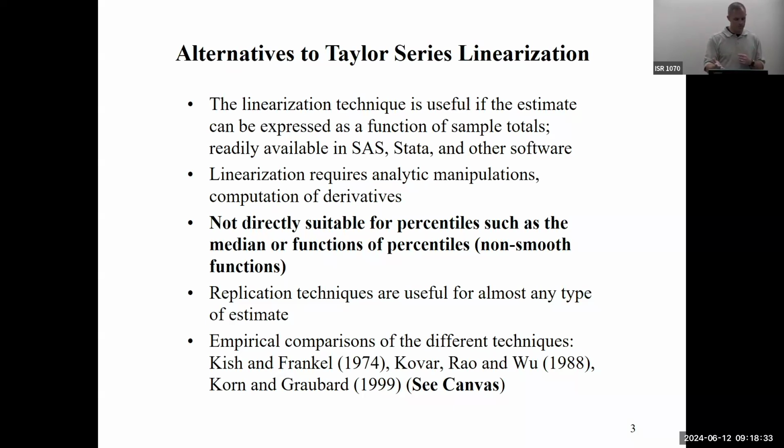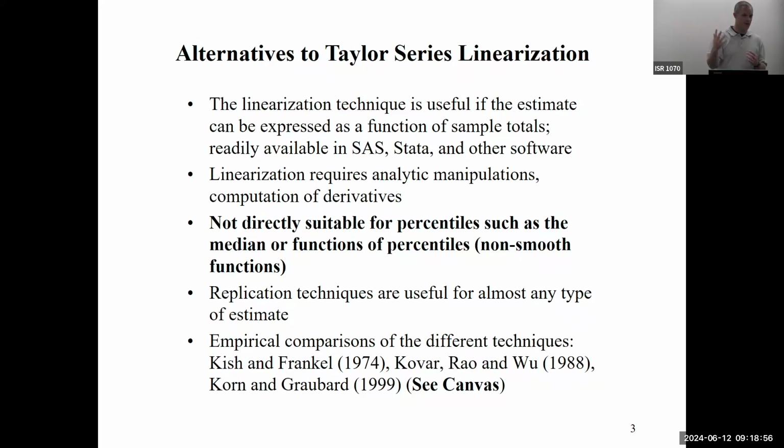Okay, so replication techniques give data producers an alternative where they don't have to provide the stratum and cluster codes, and instead they can just provide these replicate weights. And we'll talk about where the replicate weights come from. But all the data producer has to do is provide a bunch of additional weights. And that eliminates the need to provide the stratum and cluster codes.